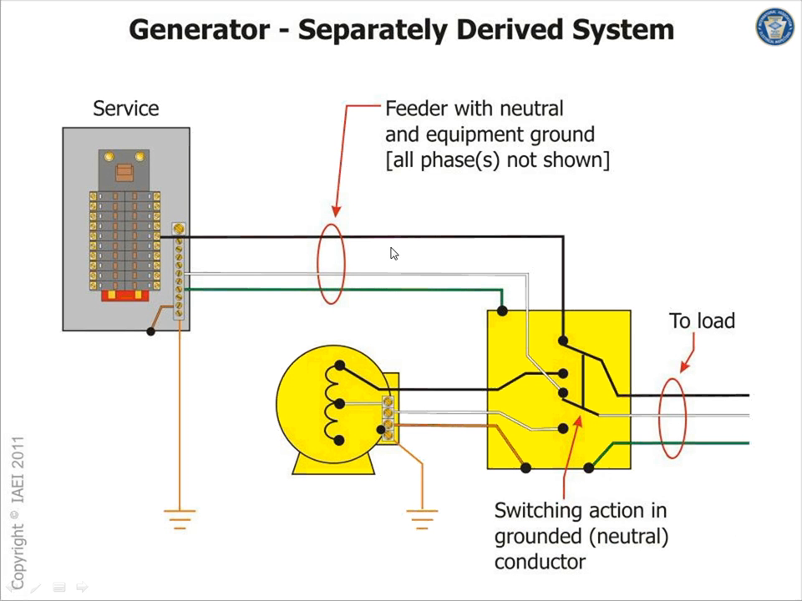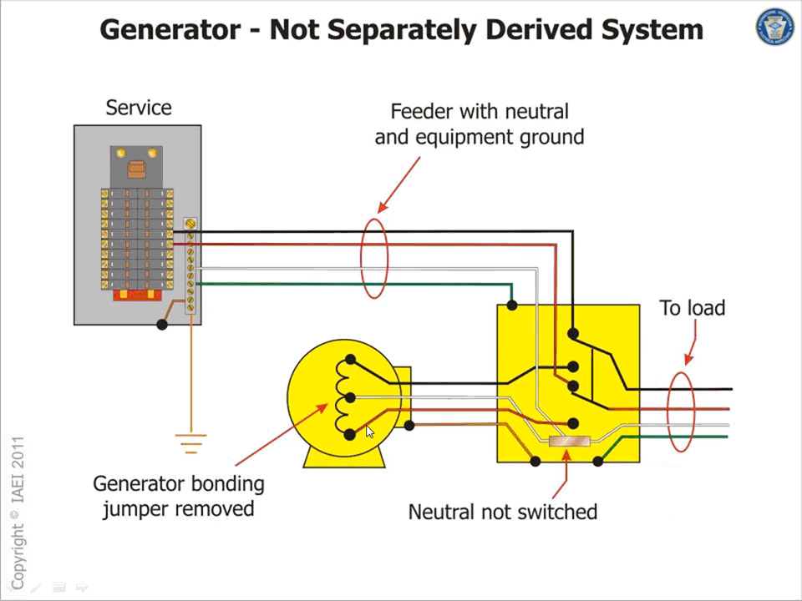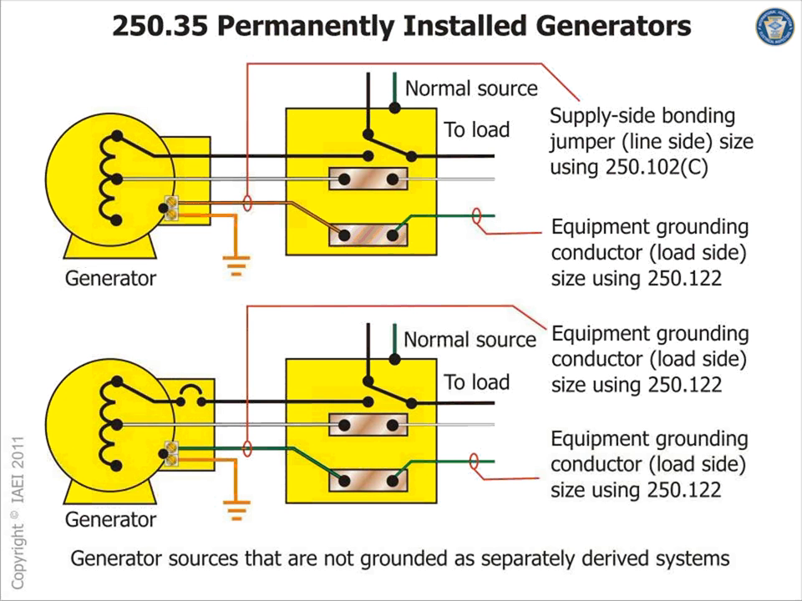This is the definition of separately derived system. You can see the neutrals are separated here, and then you can bond the neutral to the ground here. This is a non-separately derived system. You can see there is no bonding the neutral to the ground here because the neutral of the generator and the neutral of the service are bonded together. Does that make sense? A couple of these, permanently installed generators with different setups.